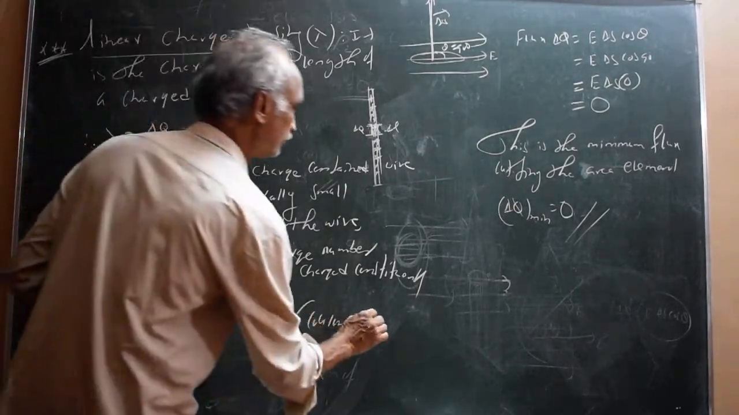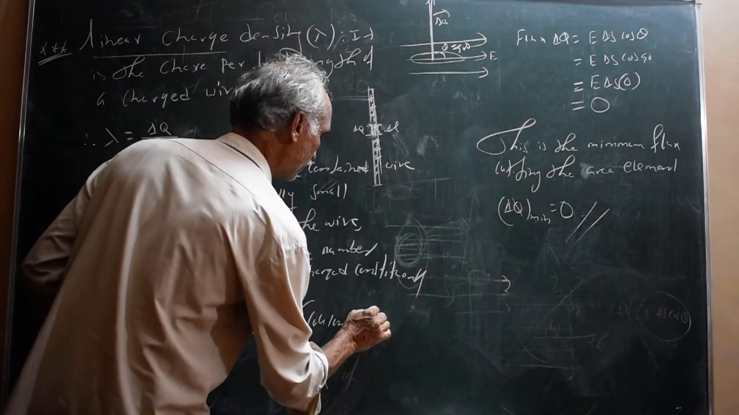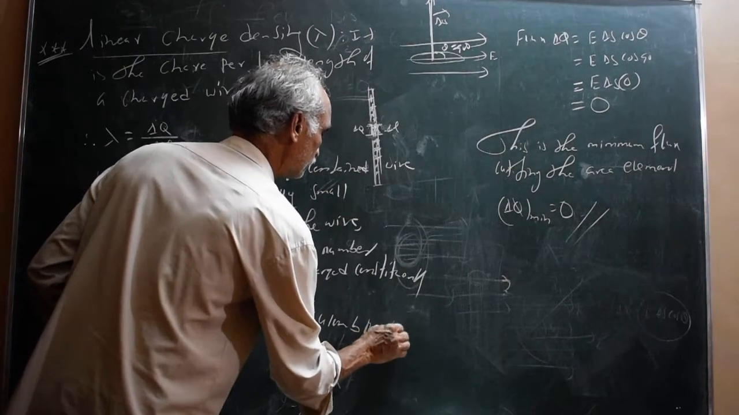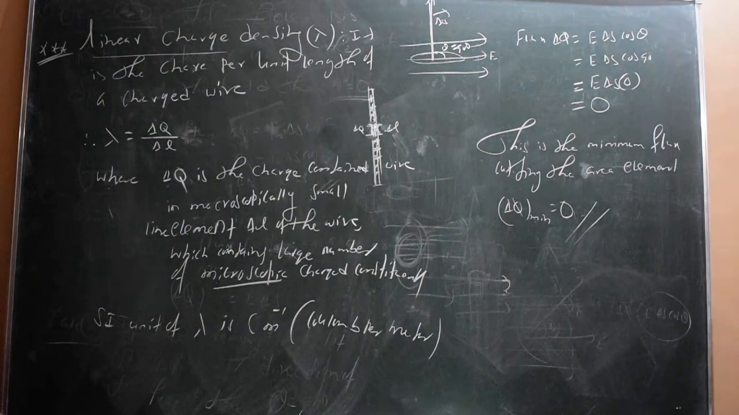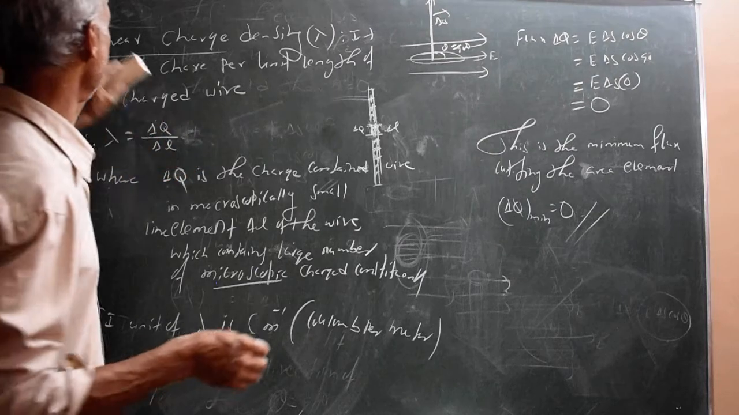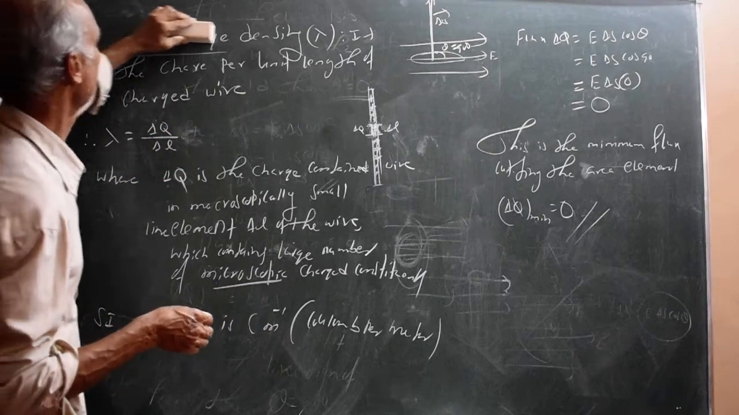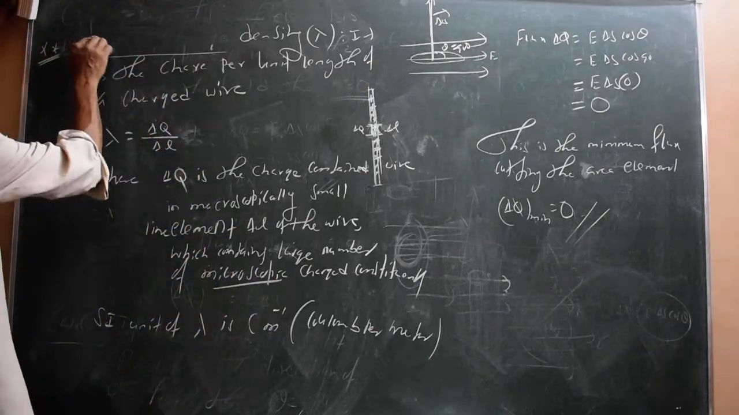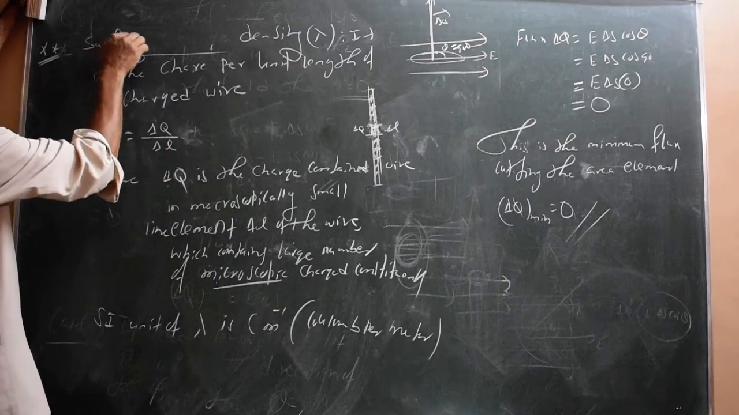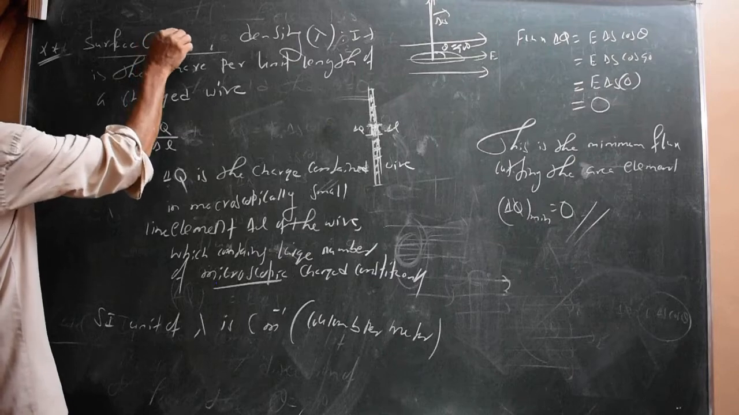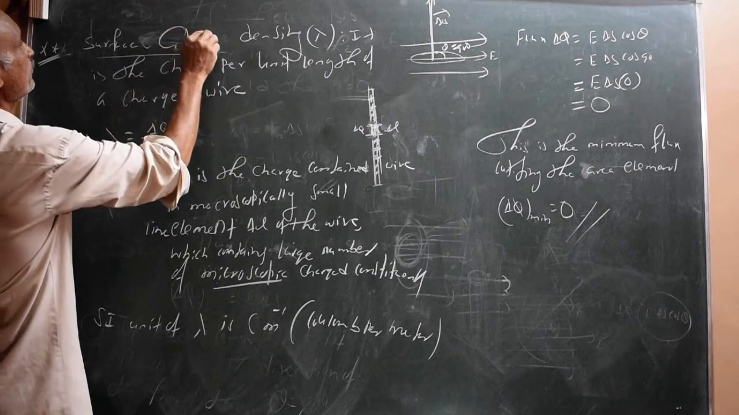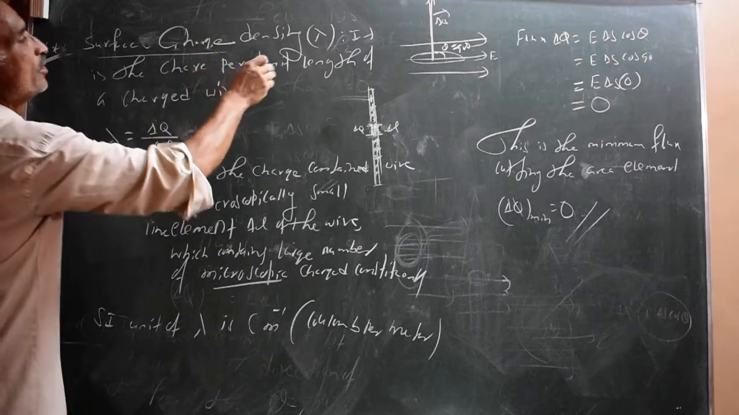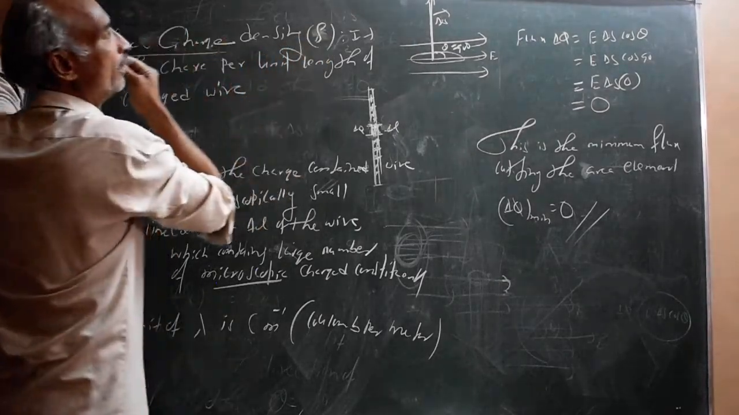Coulomb per meter. Another one: linear charge density, same definition. The second one is surface charge density. Surface charge density is denoted by sigma.